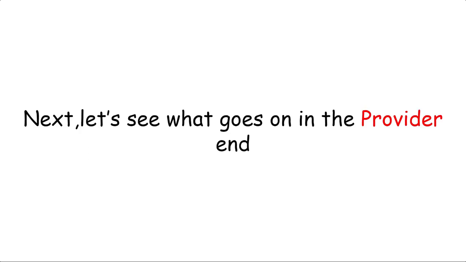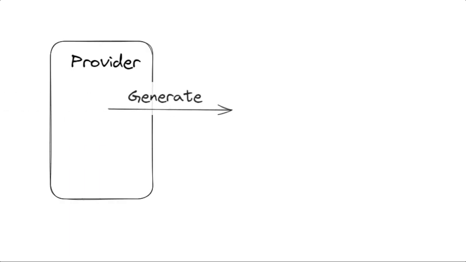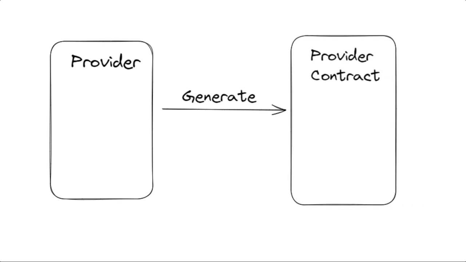Next, let's look at what goes on in the provider end. The provider first needs to generate a provider contract such as an OpenAPI specification for the provider API. This may be created by hand or generated by code. As mentioned, you can see the generation of the provider contract, that is, an OpenAPI specification here.